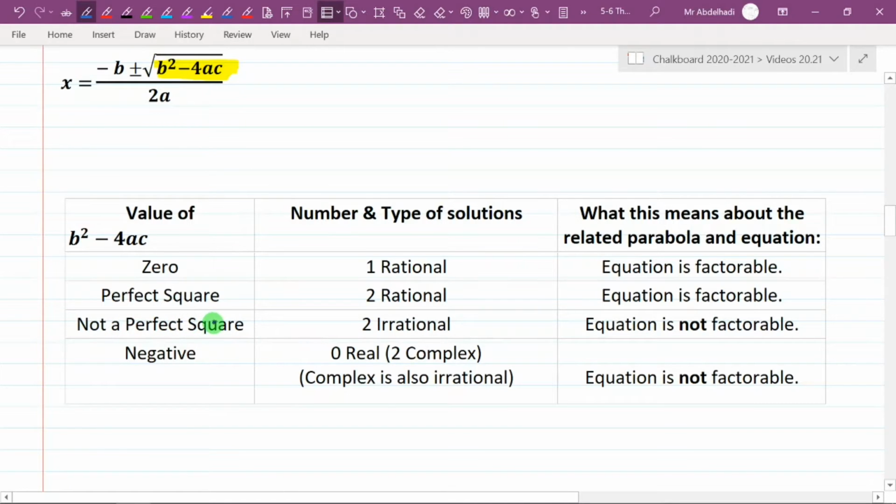If it's not a perfect square, but it's still positive, right? Meaning like a number like 17 is not a perfect square. Then you're going to get two answers, but they're going to be irrational answers, the kind of answers that are decimals that go on forever and never repeat.